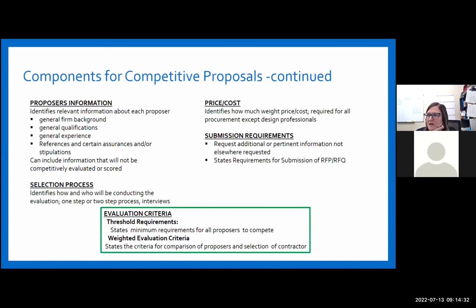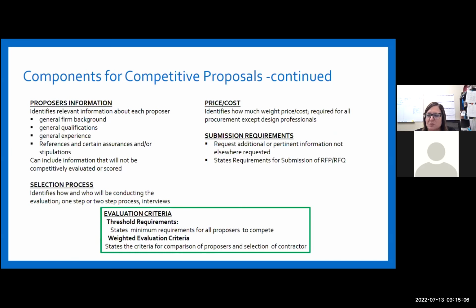So the components for competitive proposals, the proposer's information. You're going to need the proposer to identify certain things about them so you can learn who they are, which would include the firm's background, their qualifications, any general experience that they have, in particular with the CDBG program, references, and certain assurances or stipulations. It can also include information that may not be competitively scored or evaluated.